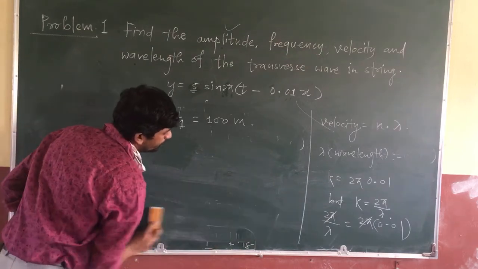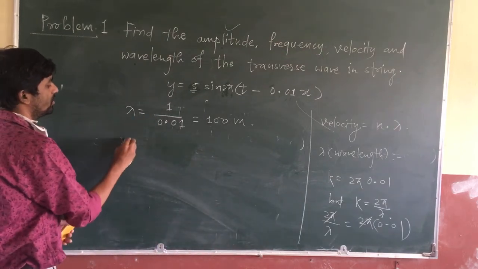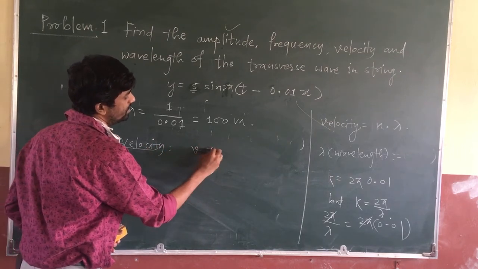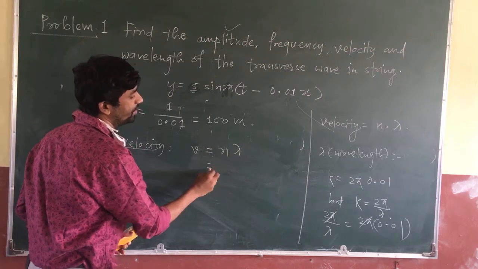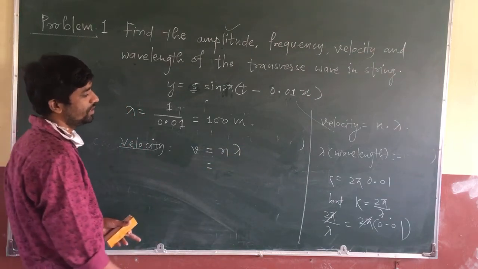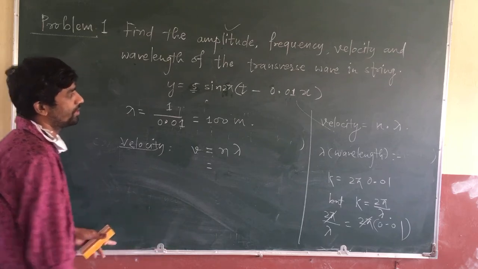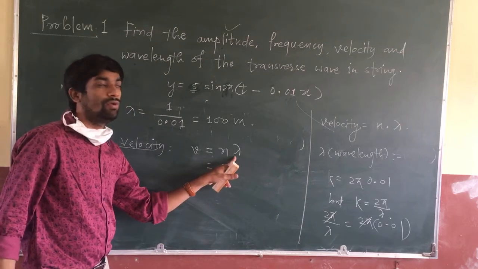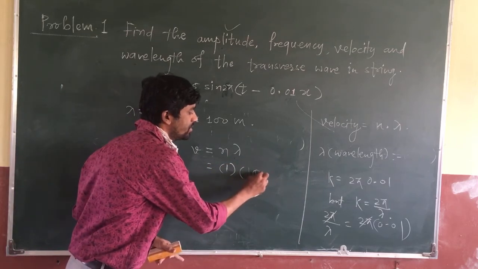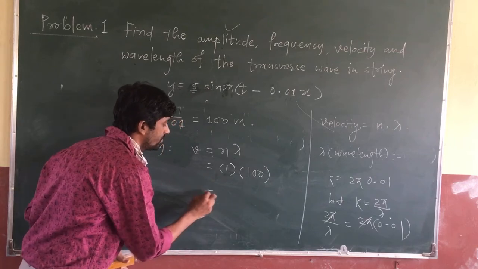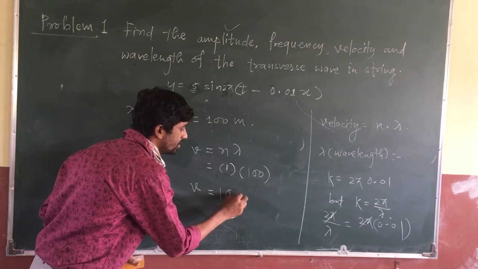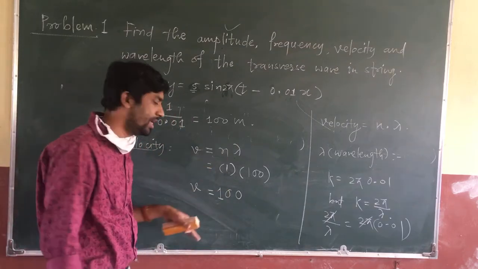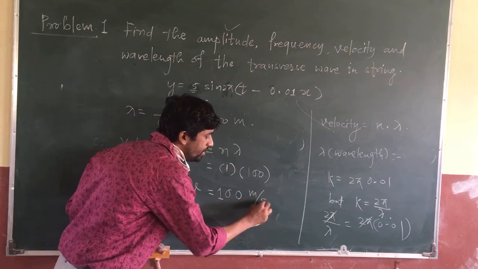Now you can calculate the velocity. Velocity is the product of frequency and wavelength. The frequency we calculated previously equals 1, and the wavelength equals 100. If you substitute these values, you will get velocity equals 100. And what is the unit of velocity? Velocity means distance upon time, so its unit is meter per second.